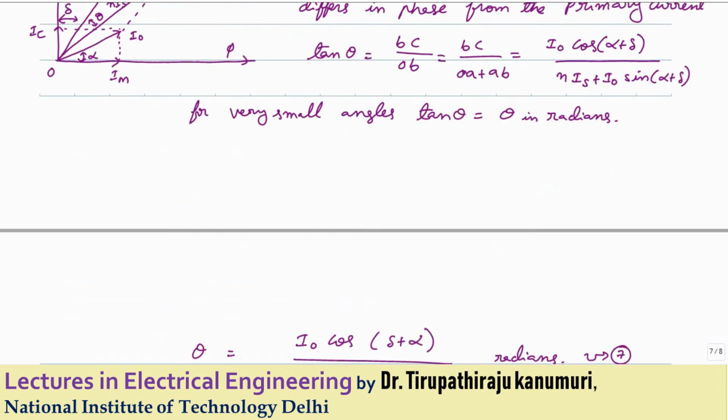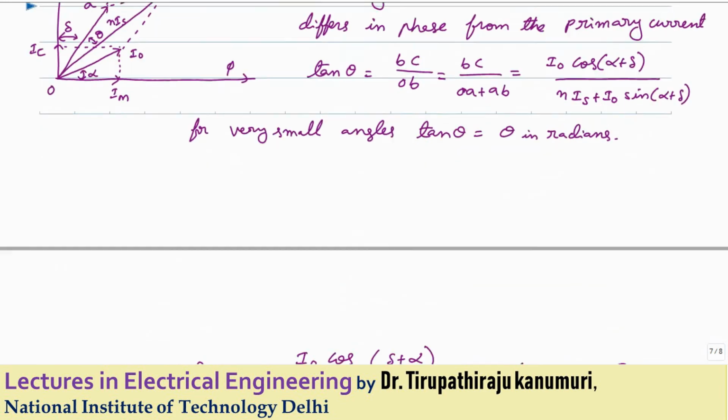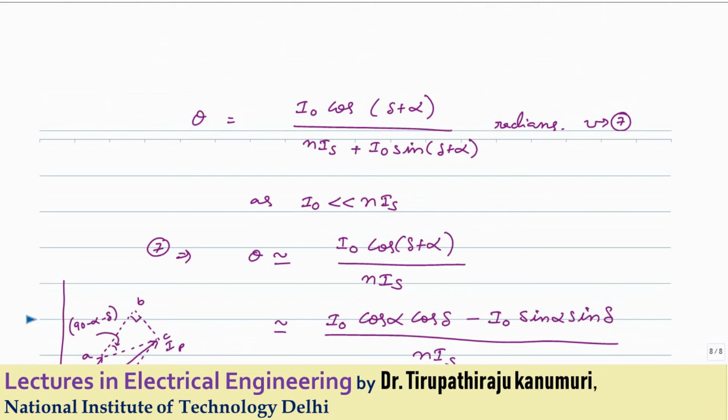So in place of tan theta, I can replace with theta in radians will be equal to I naught, because that BC is I naught cos alpha plus delta divided by n times of Is plus I naught sin alpha plus delta. This is in radians. So in practice, the value of I naught is far less than n times of Is. So this denominator I can replace with n times of Is. Getting it?